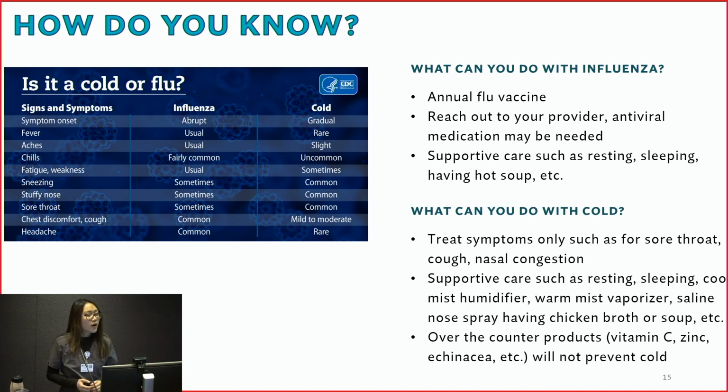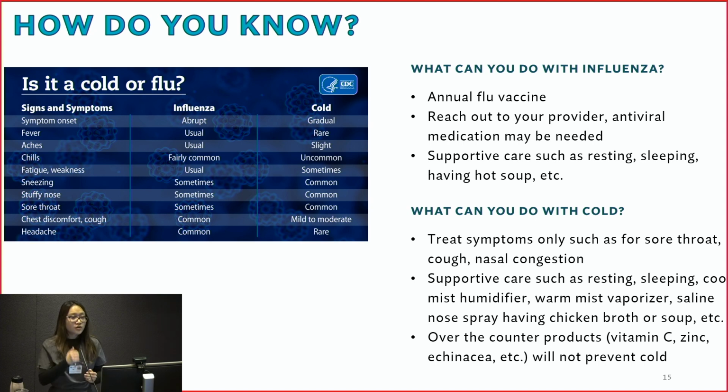How about a cold? We don't have any treatment for a cold, unfortunately. However, depending on what symptoms you have, treat only that symptom. Let's say if you have a sore throat, treat the sore throat, or the cough or nasal congestion. Again, supportive care is what we really highly recommend: resting and sleeping. If you have a dry cough or even a productive cough or sore throat, maybe try a cool mist humidifier. But in the wintertime, like right now, it might be too cold, so you can try a warm mist vaporizer. Or if you have nose congestion, you can use a saline nose spray. And then again, eat well, have some soup or chicken broth.